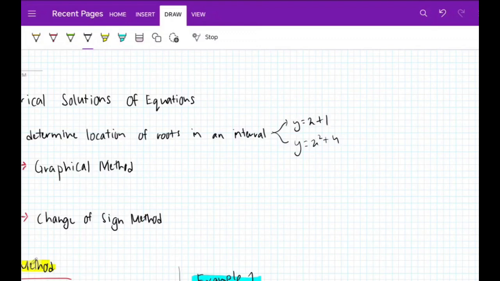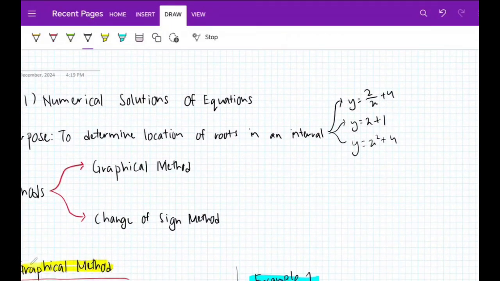What if we've been given a more complex function? Let's say a reciprocal function, y = 2 over x + 4 or something like that. We haven't learned how to find the root of it yet. So for this, we'll first learn how to find the interval of the roots. Instead of not knowing where the roots are located at all, we narrow it down to a certain interval.